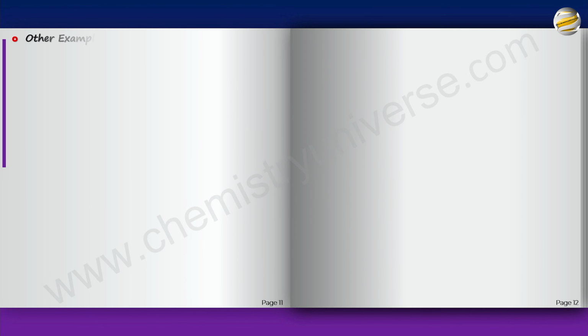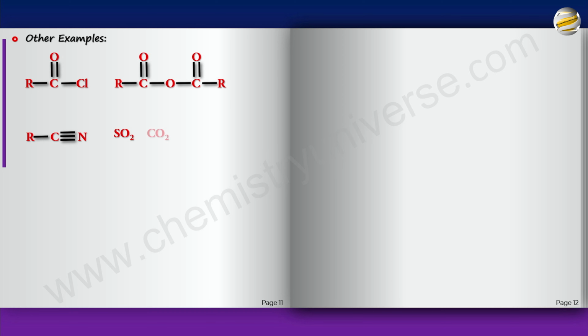Other examples of this type are RCOCl, acid halide, acid chloride in this case, and anhydrides. They all have multiple bonds. Cyanide, you have SO2, you have CO2, they all have multiple bonds with a highly electronegative element. You have ketone, you have aldehyde, all of these.